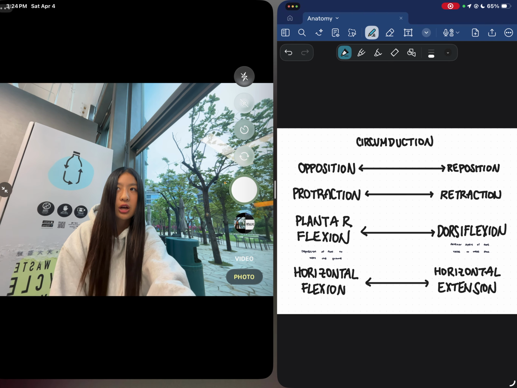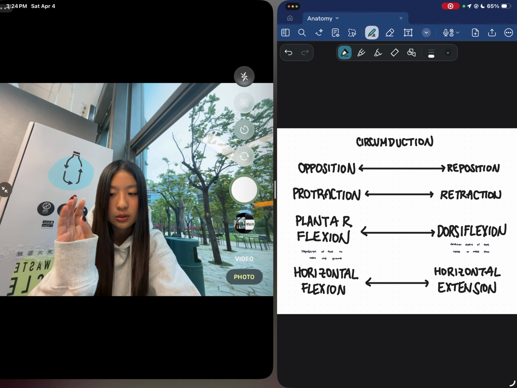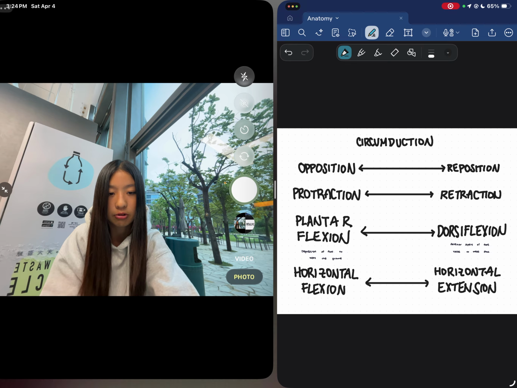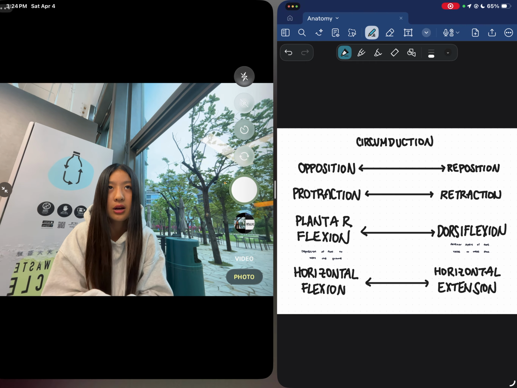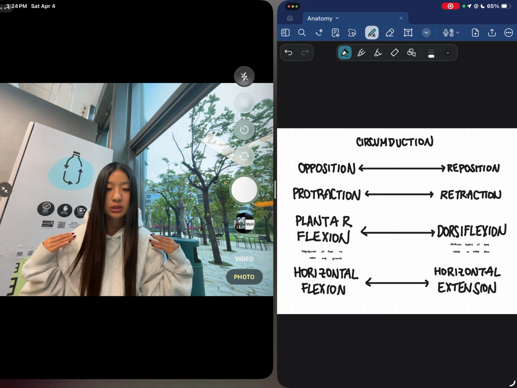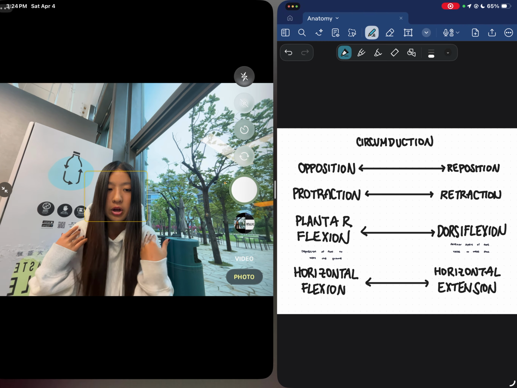Opposition and reposition refer to your finger movement. Opposition is using the tips of your fingers to meet your thumb, and reposition is returning your hand back to its original position. Protraction and retraction is just movement in an anterior and posterior direction. So my shoulders protracting means they're moving forward, towards the front of your body.